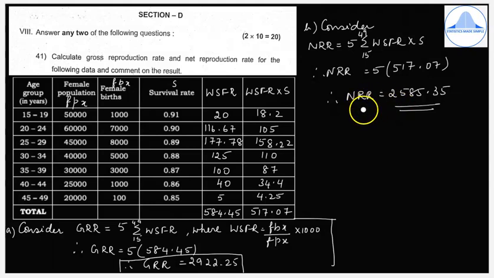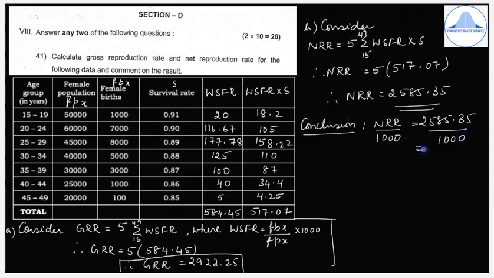Now they have asked us to comment. So NRR which we have calculated is 2585.35 female births per 1000 women. So next what you have to do is the conclusion, let us write. So for the conclusion, you can find out NRR divided by 1000, which is equal to 2585.35 divided by 1000, which is equal to 2.5854.